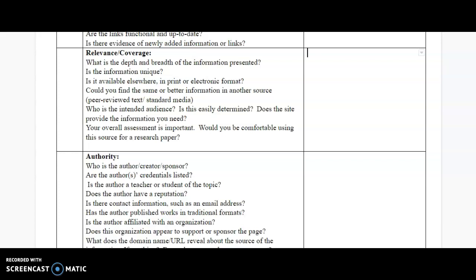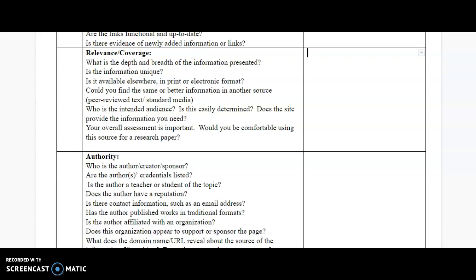And who is the intended audience? We always want to look for the author's purpose. If they're trying to be highly persuasive, such as Fox News or MSNBC, we want to make sure we get the medium range and try to find a consensus. Okay.